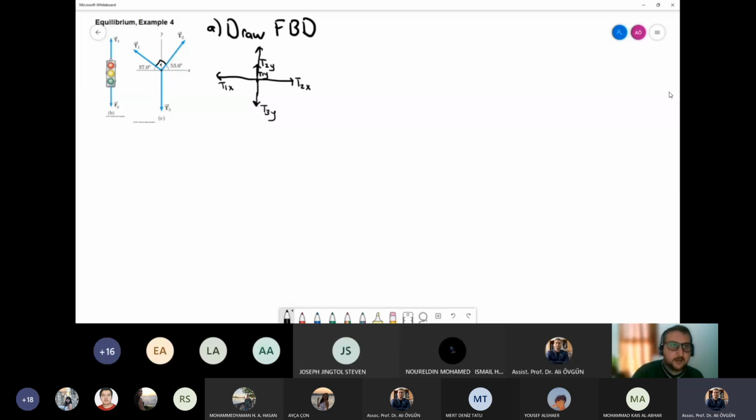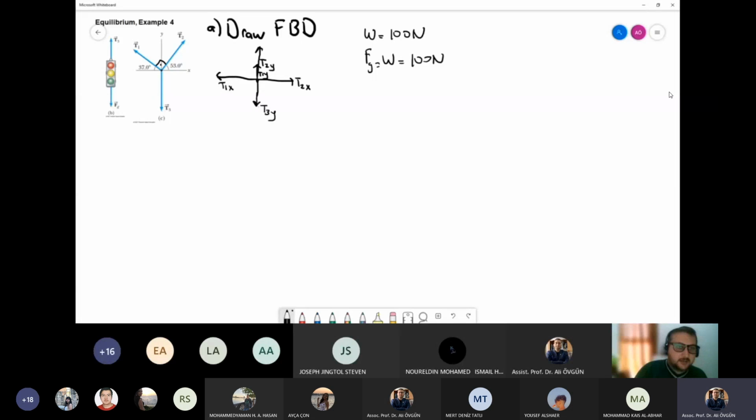Now, after you draw the free body diagram, let's look at what they give you. They give you the weight of the traffic light. The weight of the traffic light is given as 100 Newton. So how can you calculate weight? Weight is mg, and gravitational force is also mg, so they are the same thing. So Fg is equal to the weight of the traffic light, which is equal to 100 Newton. This is also equal to mg.